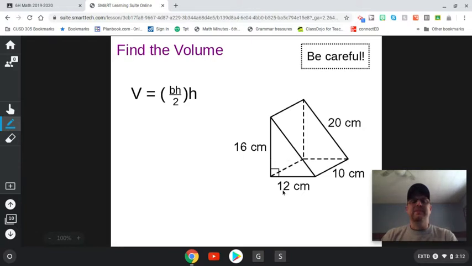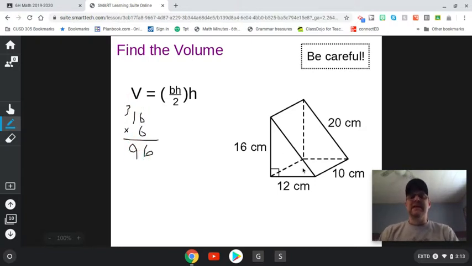All right. So you're going to take the base and times the height here. But I'm going to go ahead and take half of the base first to get rid of this part here. So we'll take half the base, which is 6. So we're going to take 16, which is the height, times half of the base, which is 6. So 16 times 6, 6 times 6 is 36. 6 times 1 plus 3 is 96.